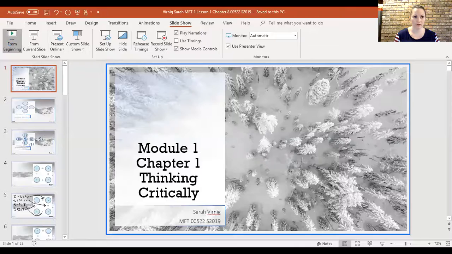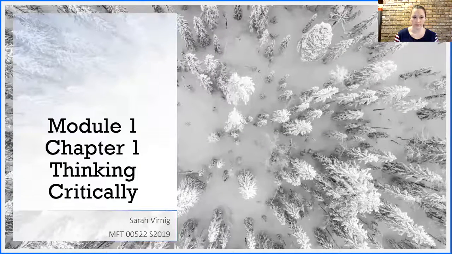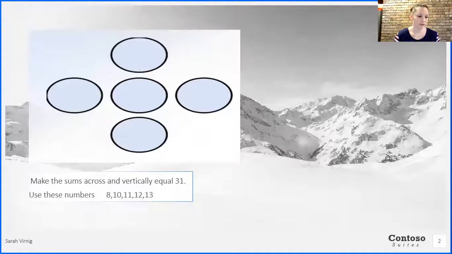I'm just bringing my PowerPoint up here so I can go over the questions with you. Okay. And our first question's directions say to place the digits 8, 10, 11, 12, and 13 in the circles to make possible sums across and vertically to equal 31. So it's trial and error. You just try different numbers, add them up, and see if it equals 31.